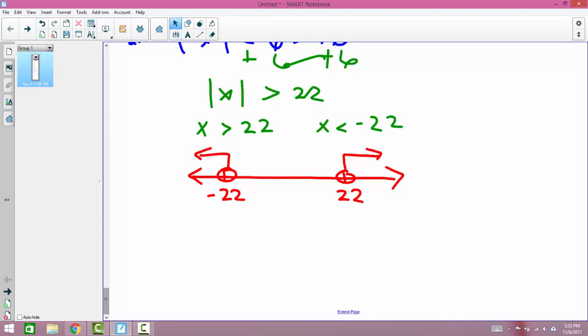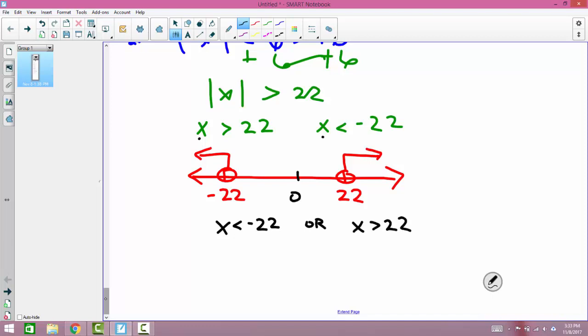This is a good time to test 0 just to make sure you did things right. 0 shouldn't work for either. 0 is not more than 22. 0 is not less than negative 22, so this is looking good. This is an or. It goes in opposite directions. So I'm going to put the negative solution first, and then I'm going to write the word or, and then I'm going to put the positive solution second.